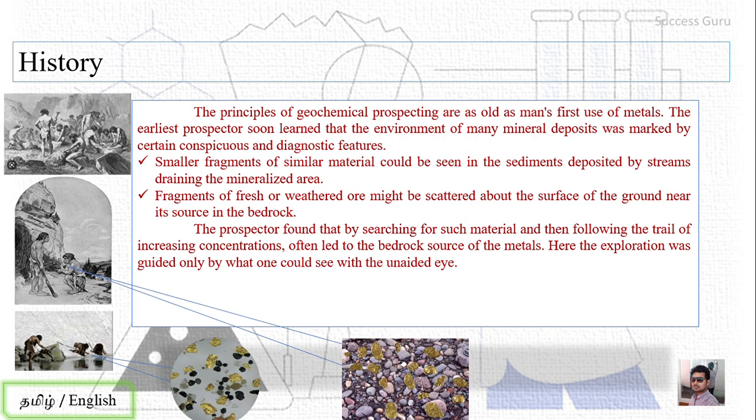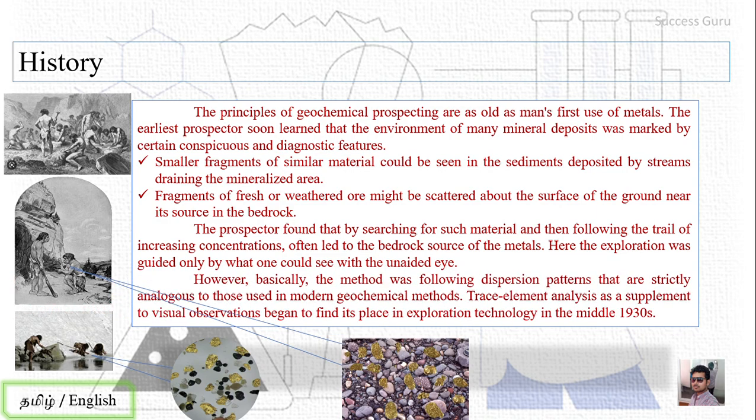Hence, the exploration was guided only by what one could see with the unaided eye. However, basically the method was following dispersion patterns that are strictly analogous to those used in the modern geochemical method, and trace element analysis as a supplement to visual observation began to find its place in exploration technique in the middle 1930s. So this is how geochemistry has been formed.